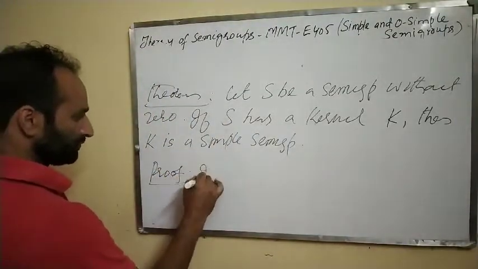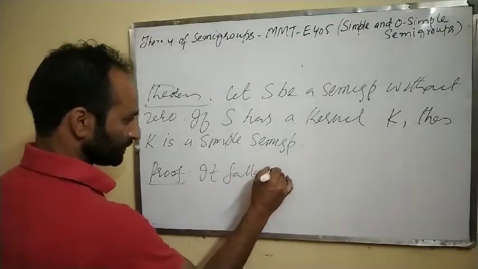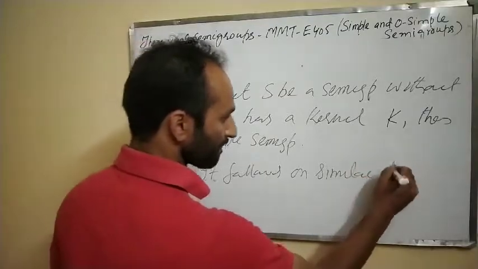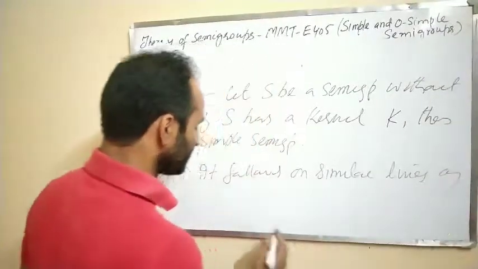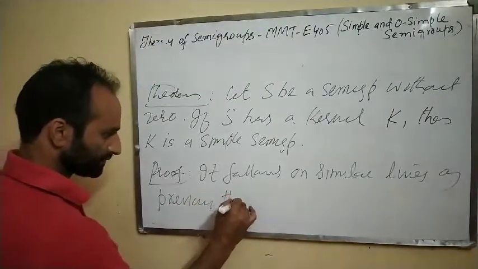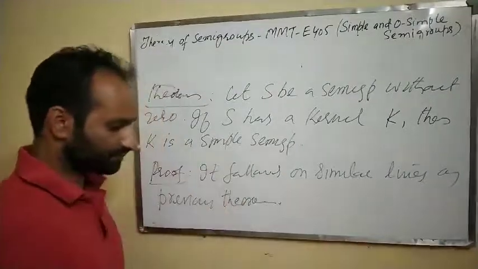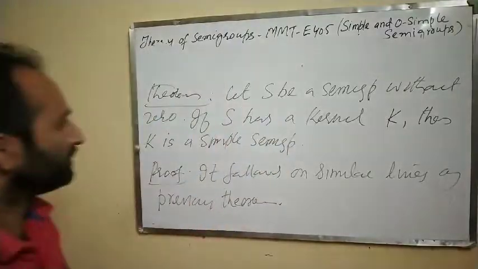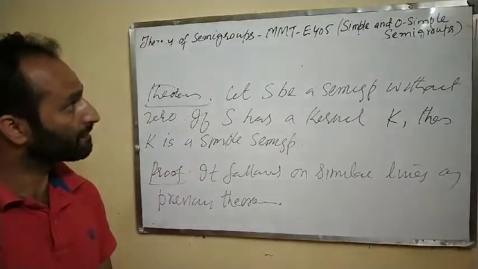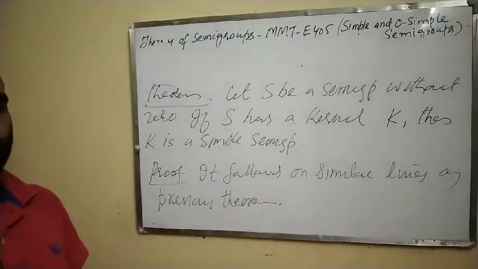Proof. It follows on similar lines as the previous theorem. So the proof is actually similar to the previous theorem. So that's the end of this section, simple and zero simple semigroups. Thank you.